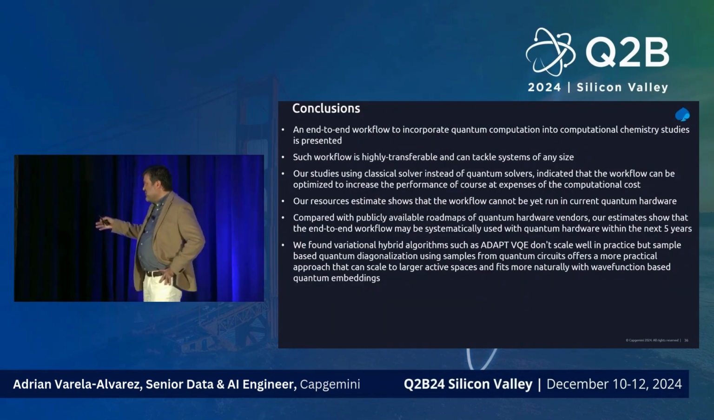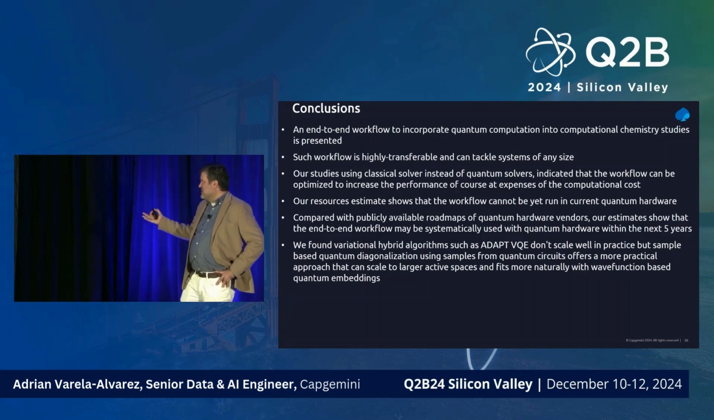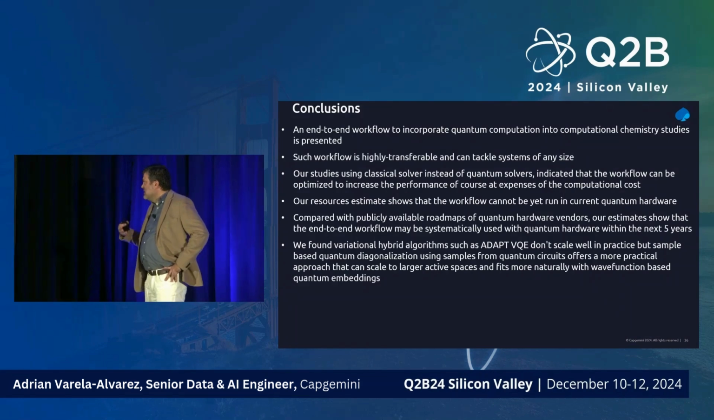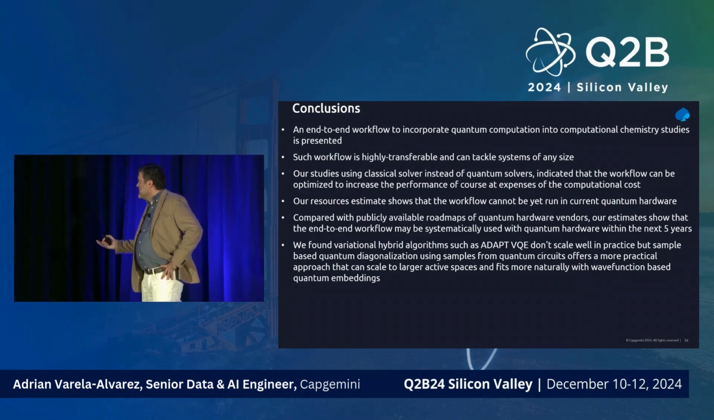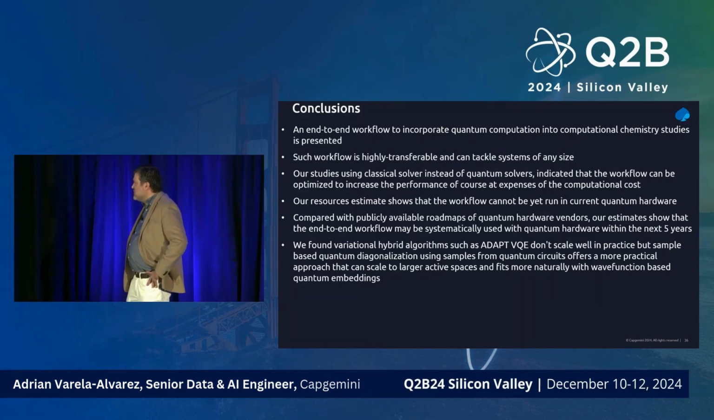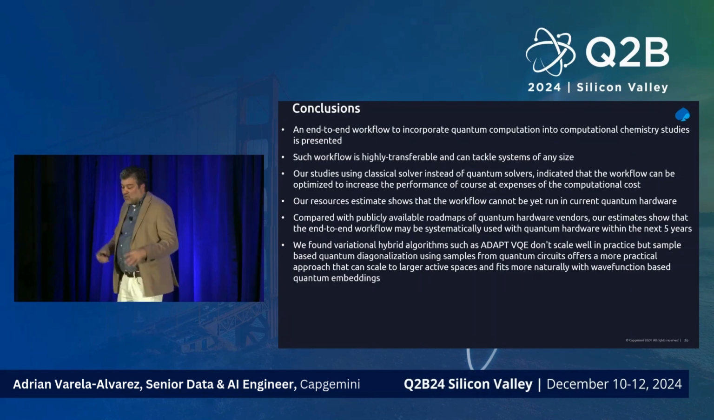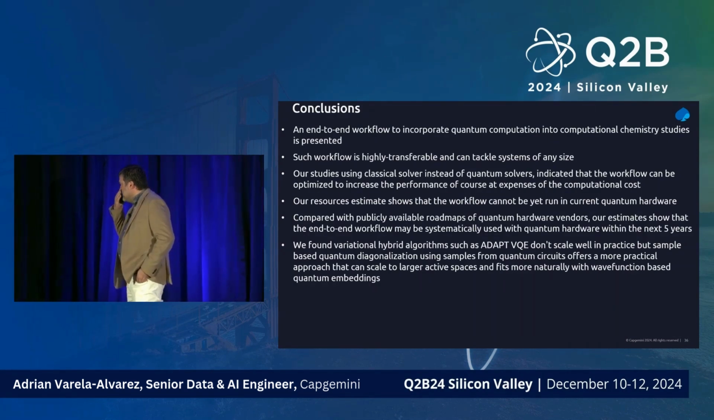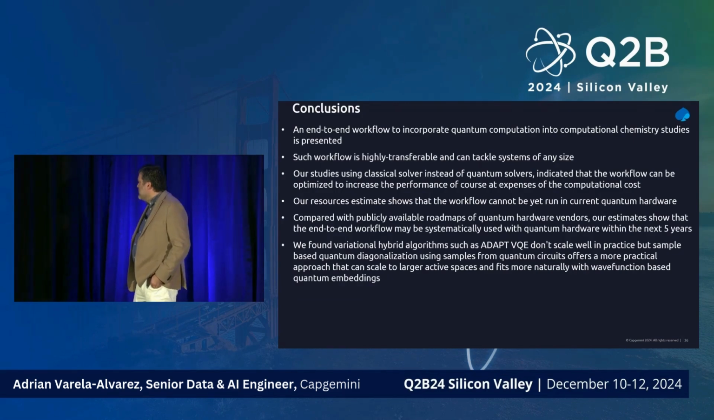Regarding our quantum calculations, we found that variational hybrid algorithms such as ADAPT-VQE don't scale well in practice, but sample-based quantum diagonalization is one of the methodologies that we want to try now. Using samples from circuits offers a more practical approach that can scale to larger active spaces and fits more naturally with the wave function-based quantum embeddings that we are using here.